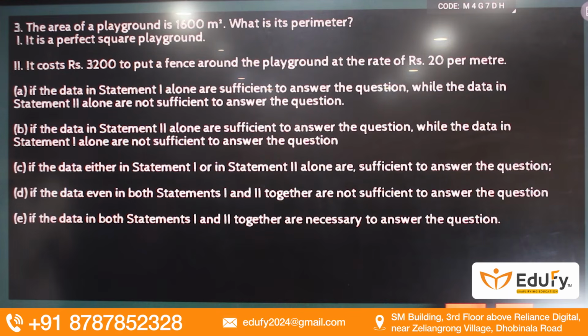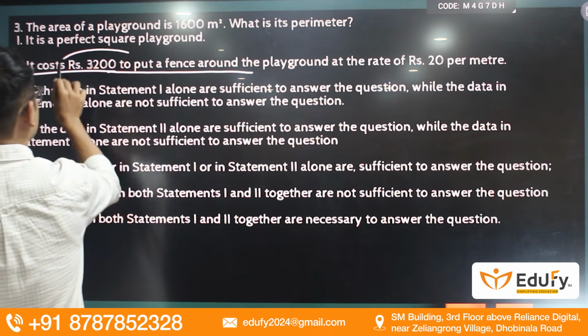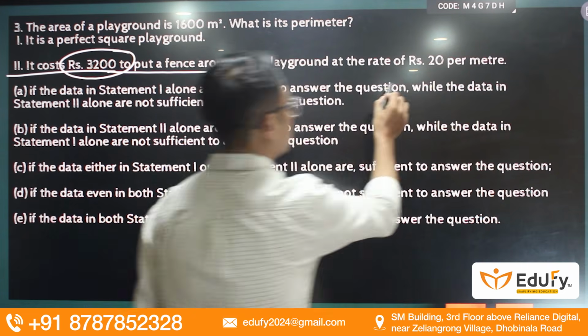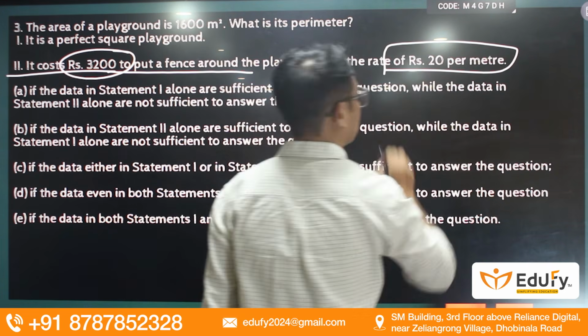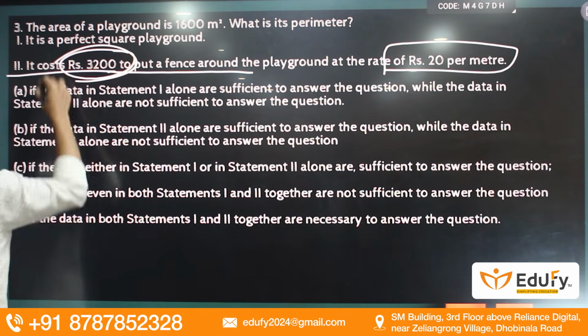The playground area remains the same as 1600. Now in statement 2, it says that the cost of putting a fence around the playground is 3200. So the total cost is given, and then at the rate of 20 per meter. I know how we find total cost, right? Total cost is given, which is 3200.